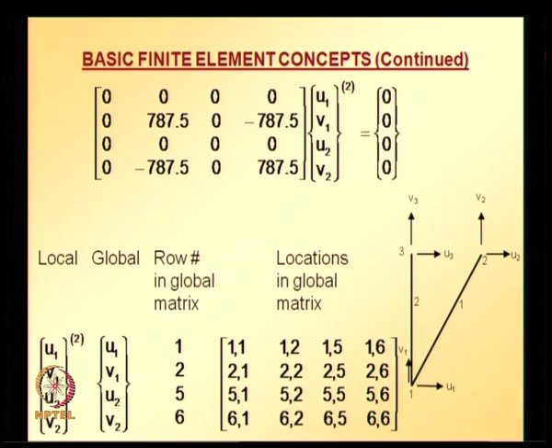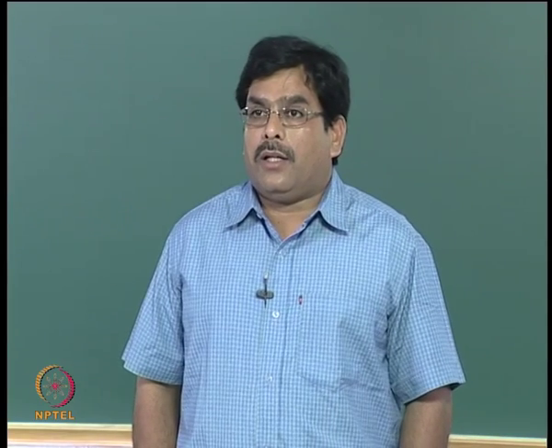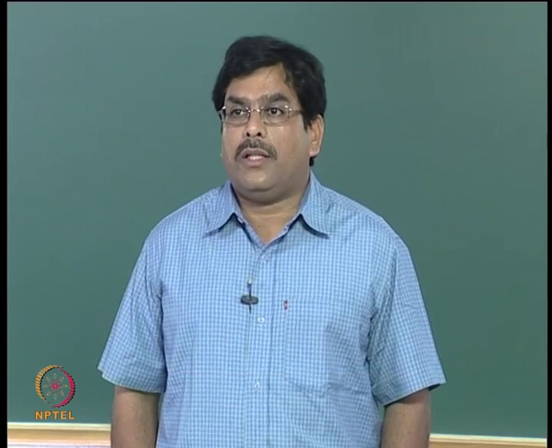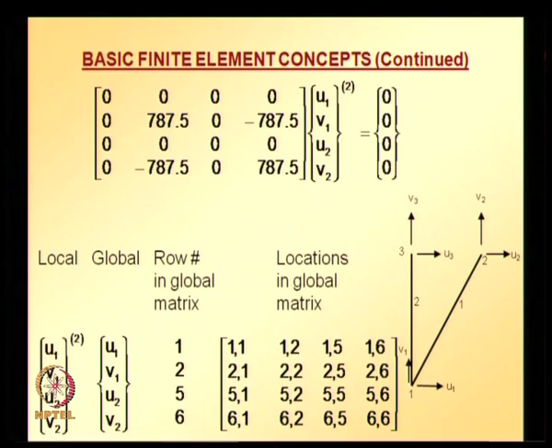and based on the local displacement vector u1 v1 u2 v2 corresponding to element 2, it corresponds to the global locations or the row numbers in the global matrix 1 2 5 6. So the location in the global matrix is based on the row number given there. The corresponding values in the local equation system, the contribution of those goes into the global locations shown in the slide there.